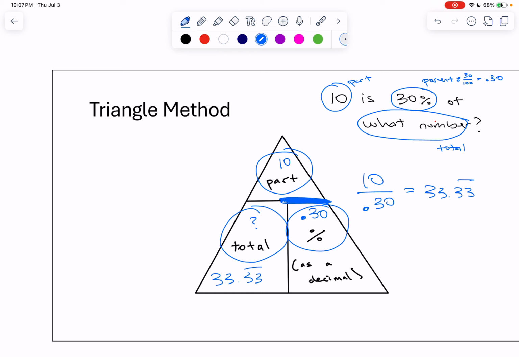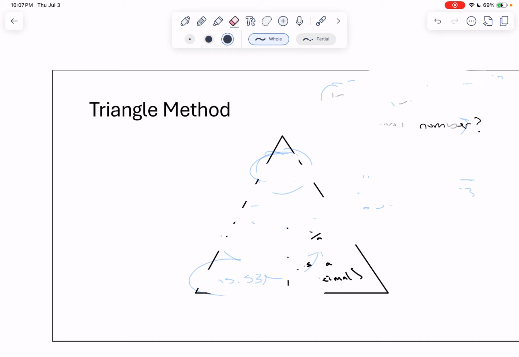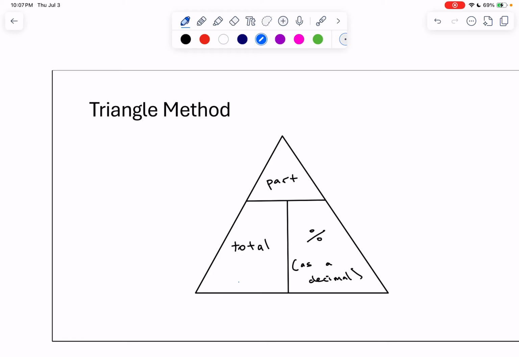Now you might say, Donna, I don't believe you. Is it true that if I just took 10 and divided it by this, I'd get 30%? Well, let's see. If I take 10 and divide it by 33.333333, as many as my calculator can hold, and hit equals, absolutely, I get 30%. Now, one last orientation that we haven't considered yet. What if I have the total and the percent and I want to find my part?